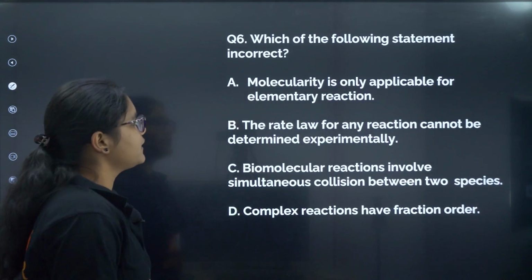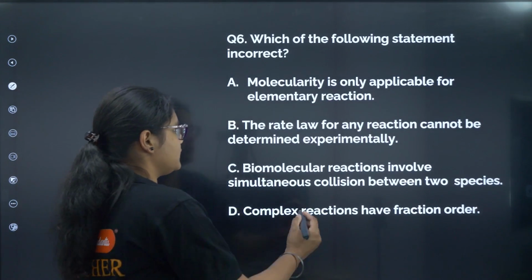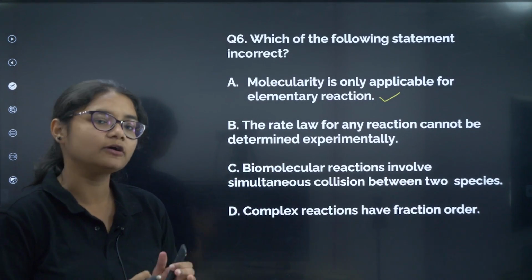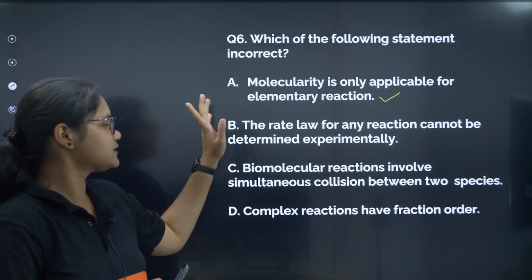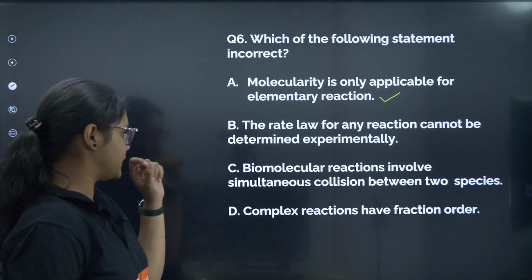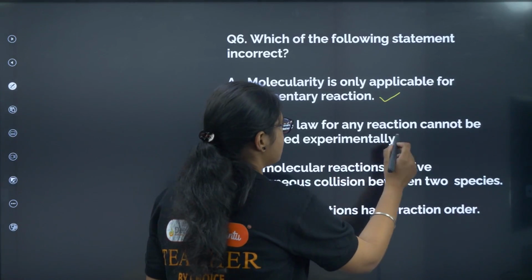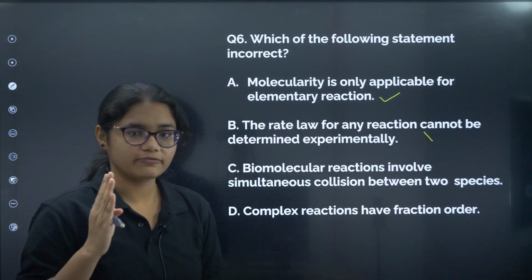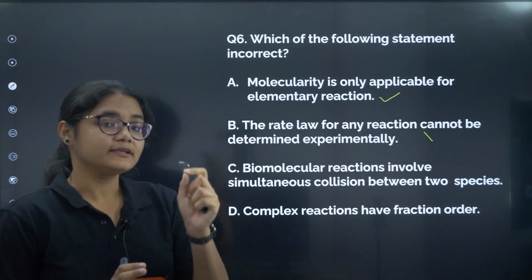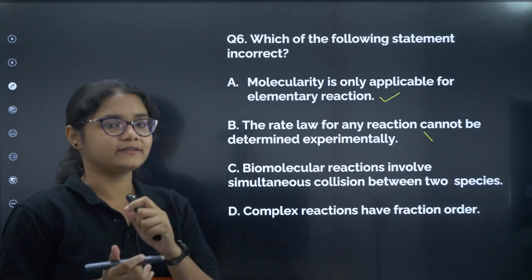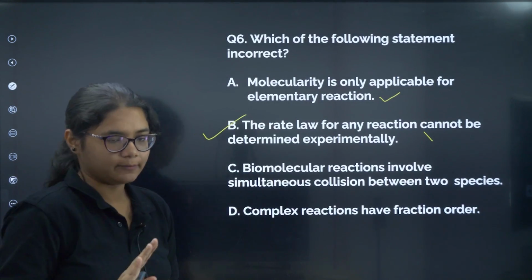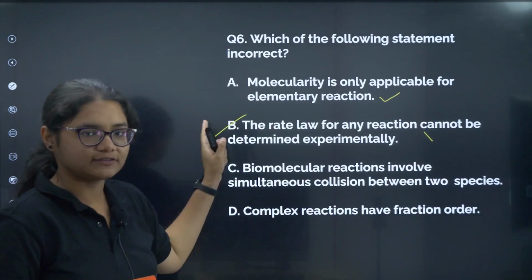Next, which of the following statements is incorrect? Okay, molecularity is only applicable for elementary reaction. This is a correct statement, right? We know molecularity is always applicable for elementary steps. So statement A is correct. Now let us see the next statement. The rate law for any reaction cannot be determined experimentally. This is incorrect. The rate law of any reaction is determined only and only experimentally. Okay, so the incorrect statement is option B. So the answer for this question is option B.